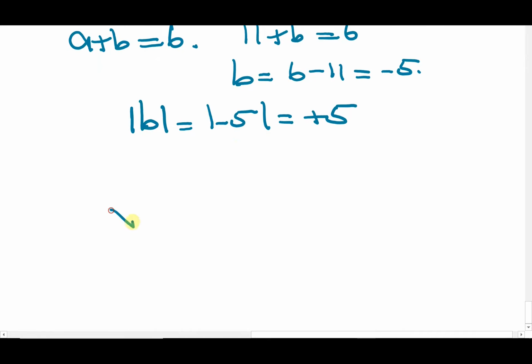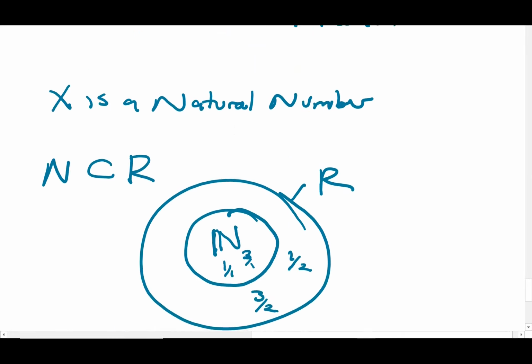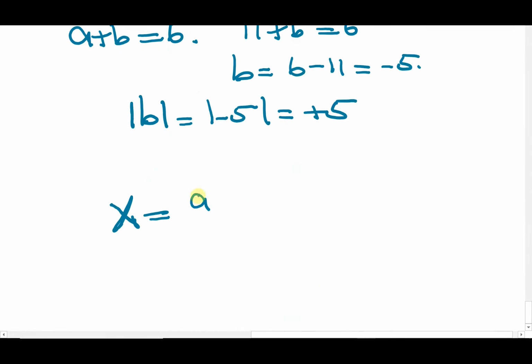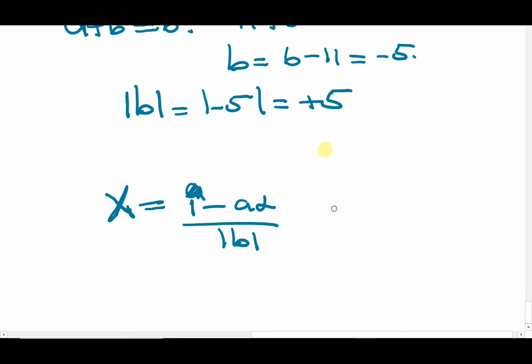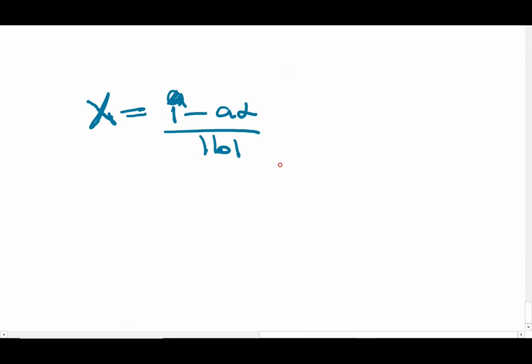And so we know x. Let's just start with the first one. We know that x is a 1 minus a alpha. Okay, so we know that's 11 alpha.